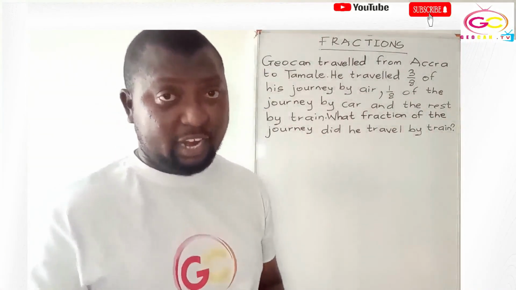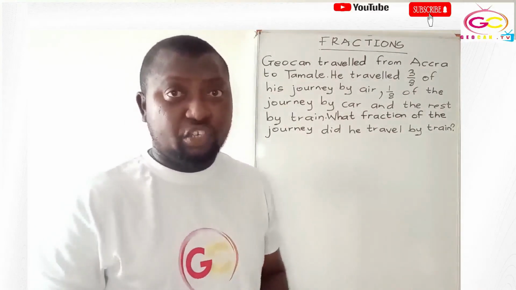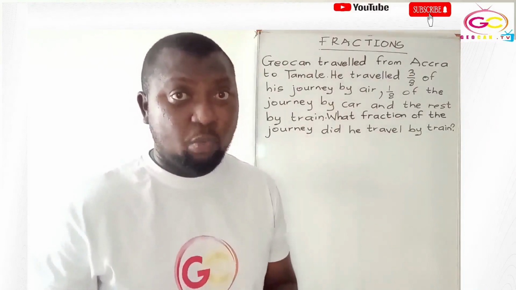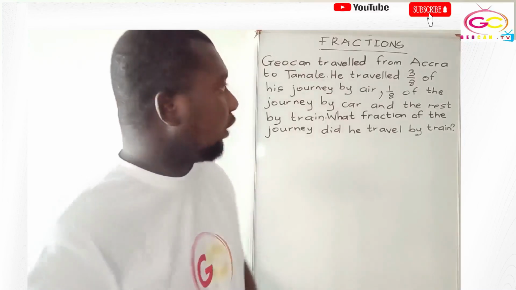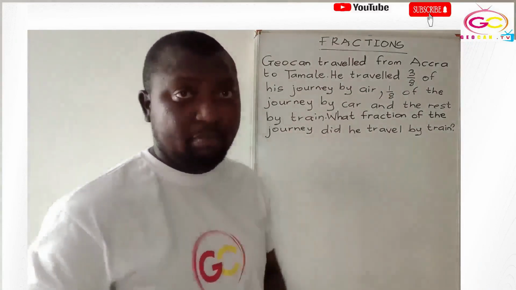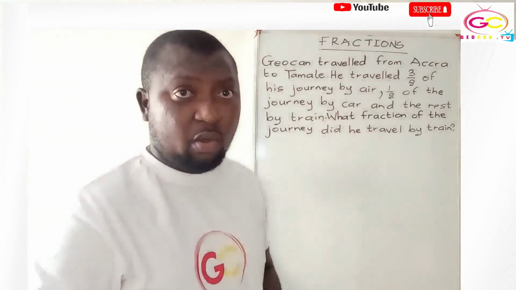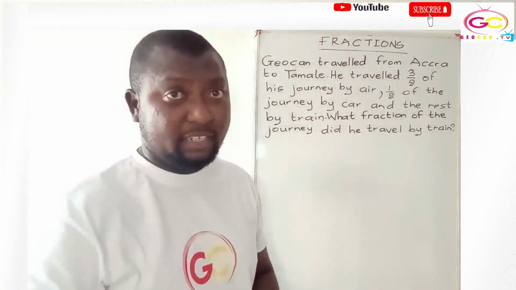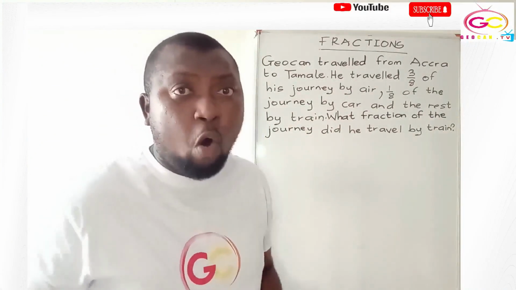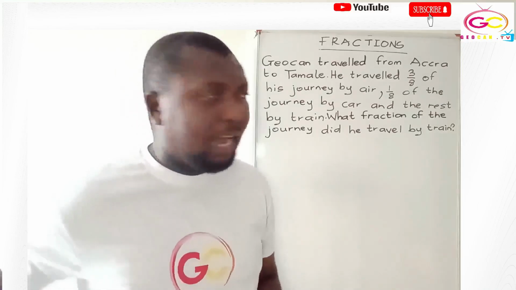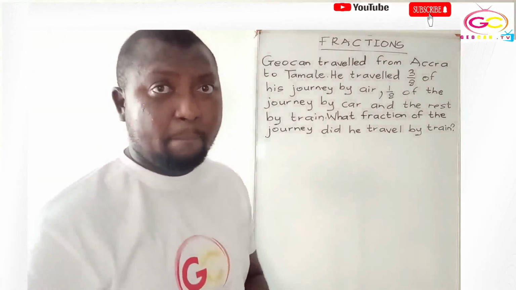Please pay critical attention here to what I'm going to say. Remember, in fractions, the journey will be represented as 1, one whole number. It's so critical and so essential. The journey is represented as one. So since we know that he used 3/8 by air and 1/8 by car, we can sum those two. If we are able to do that, we will subtract it from the whole journey, which is one. And that will give us the fraction of the journey he used by train.